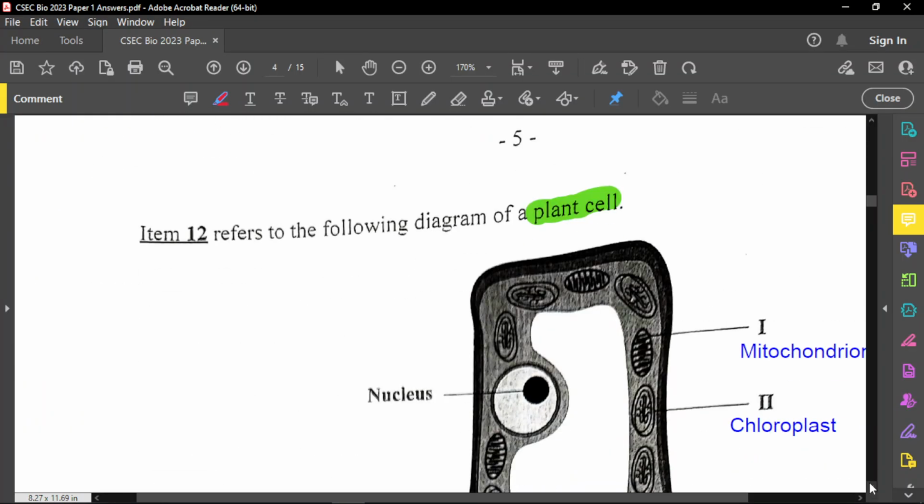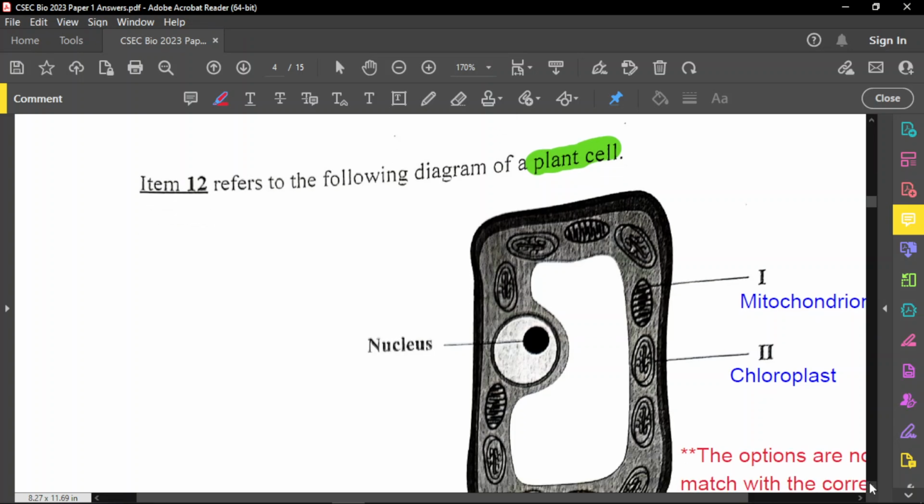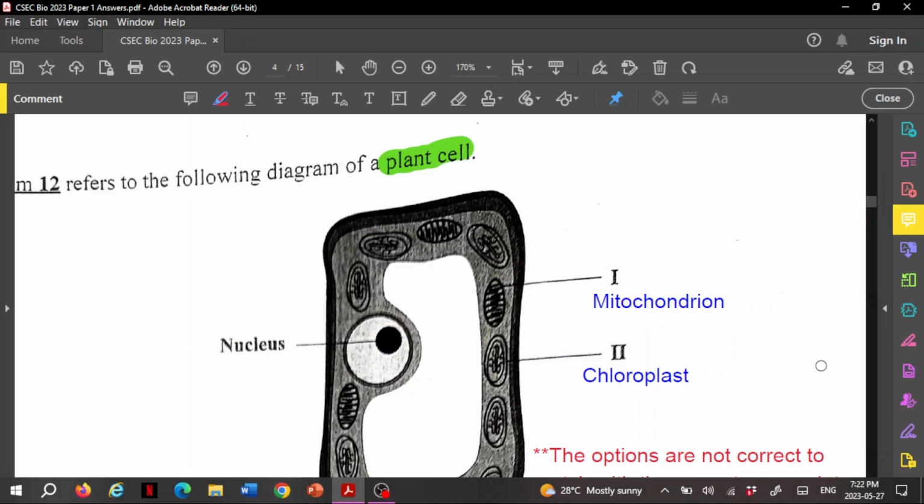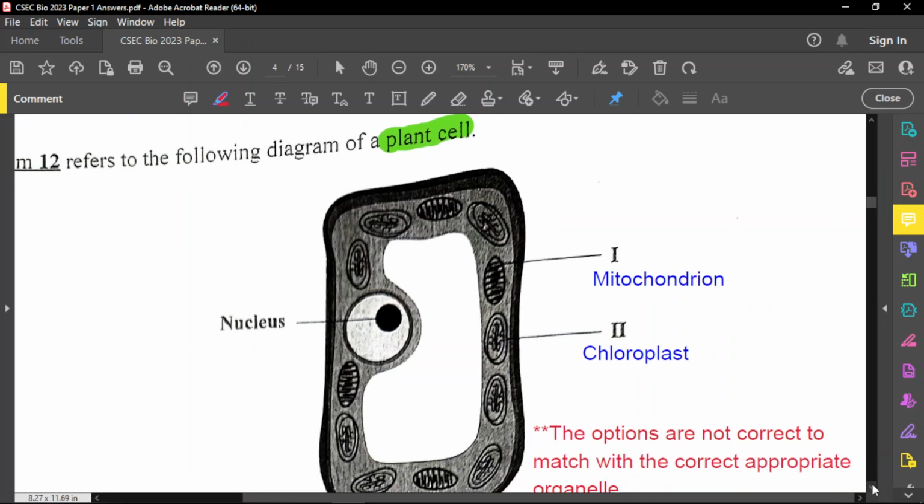All right, so number 12. Item 12 refers to the following diagram of a plant cell. And I have a problem with this diagram. I'll show you what the problem is. Well, it's not the diagram I have a problem with, really, it's the question. And so I make a notation of it as well. So I'm going to point out something here.